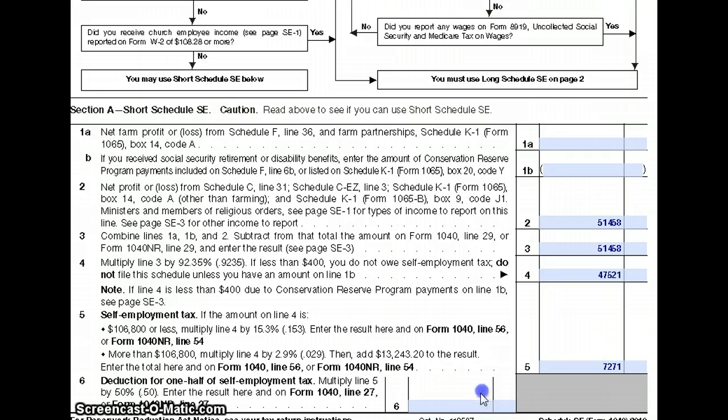So that will be our self-employment tax. It's going to go on Schedule 4 of our 1040 form. We then get an above-the-line deduction for one half of the self-employment tax. Remember, that's basically giving us a deduction for the business expense. 7,271 times 50%, rounded up, gives us 3,636. So our self-employment tax in case A is 7,271, and our income tax deduction is 3,636.